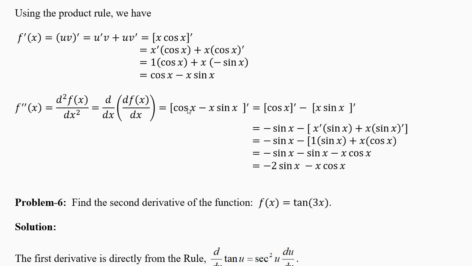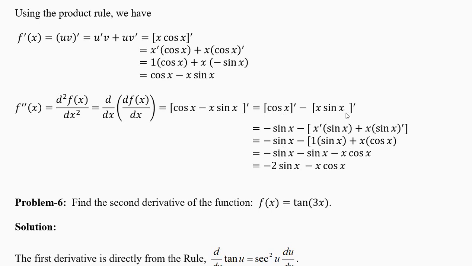Now here you are subtracting. So when you want to find the second derivative, you have to do cos x separately and x sin x separately, with the minus sign in the middle. The derivative of cos x is minus sin x. Write it in all the steps.